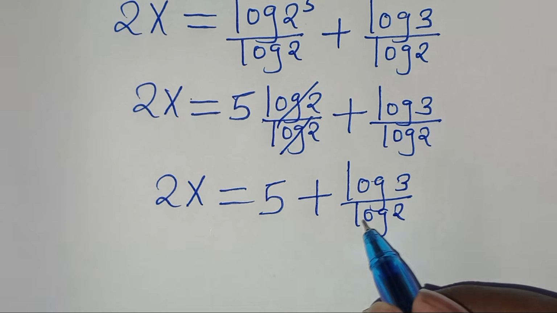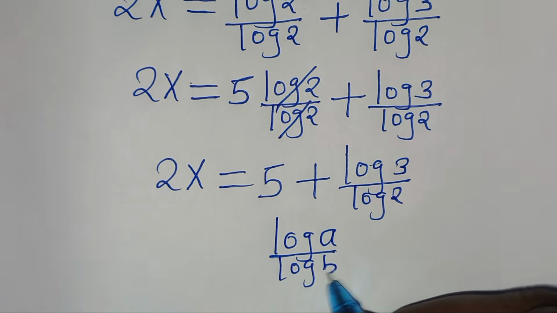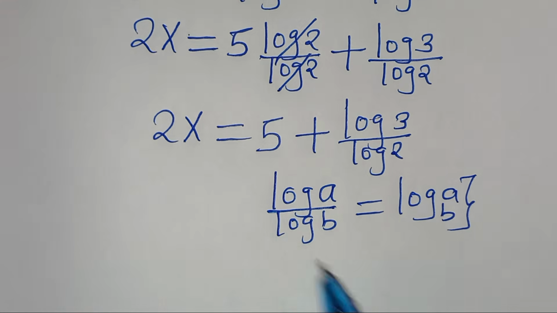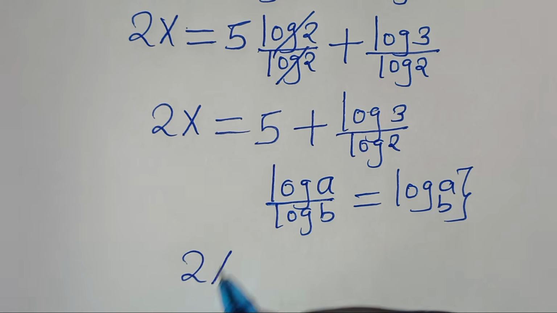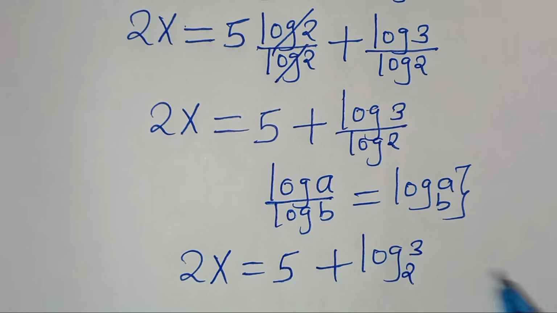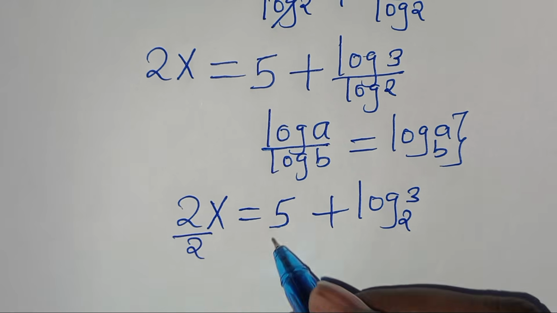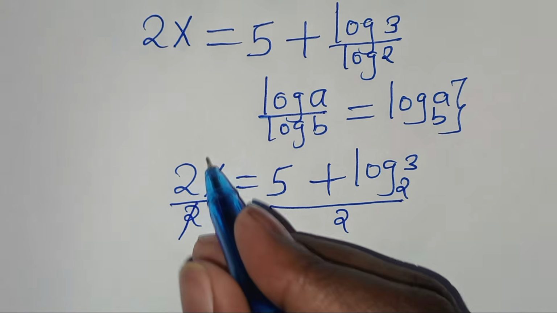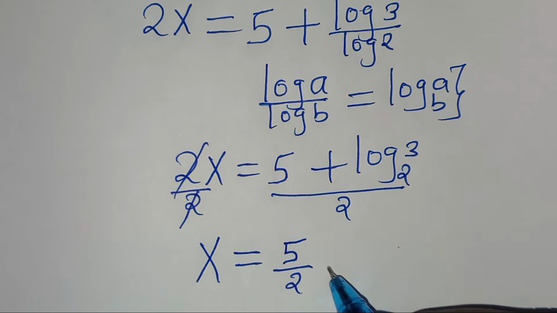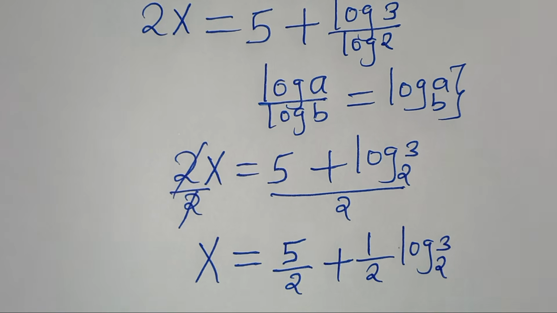We have log 3 over log 2. This is in the form of log a divided by log b, which we can express as log a to base b. Applying this logarithm property, we have 2x equal to 5 plus log 3 to base 2. The next step is to divide both sides by 2, so that now we have the value of x equal to 5 over 2 plus 1 over 2 log 3 to base 2.